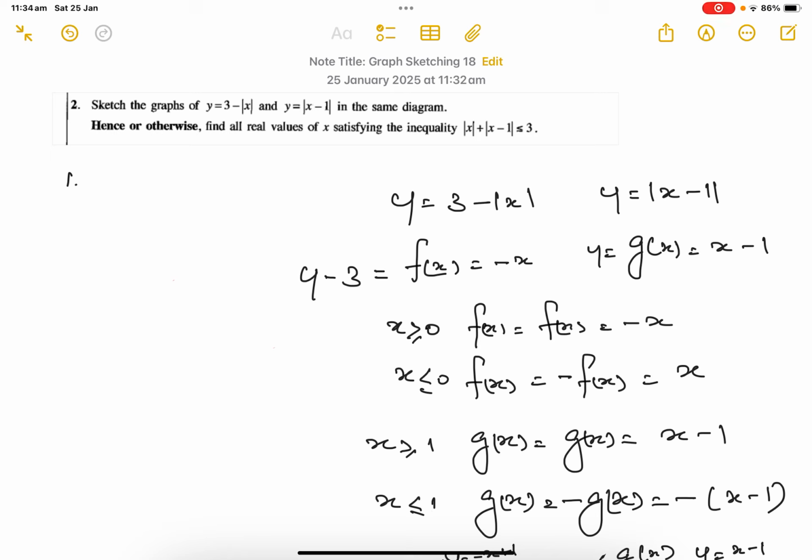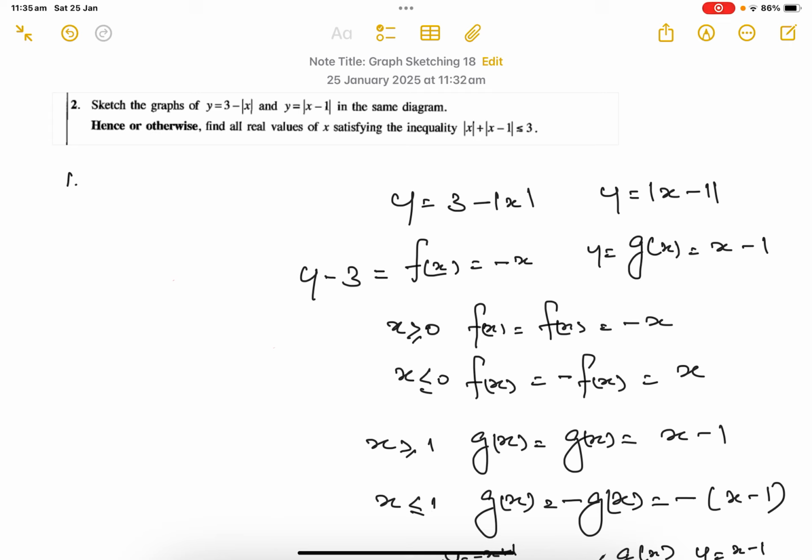Find all real values of x satisfying the inequality modulus x plus modulus x minus 1 less than or equal to 3. So the first equation which we have to sketch a graph is y equal 3 minus modulus x. And the second equation, y equal modulus x minus 1.